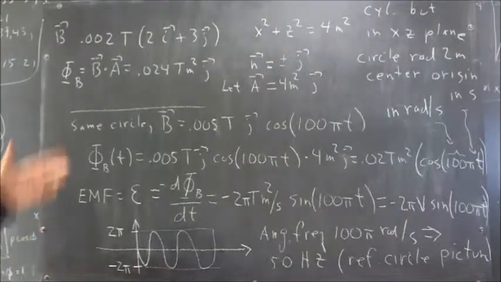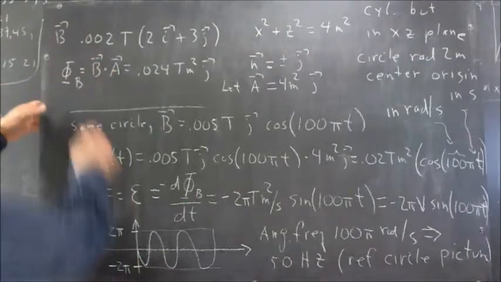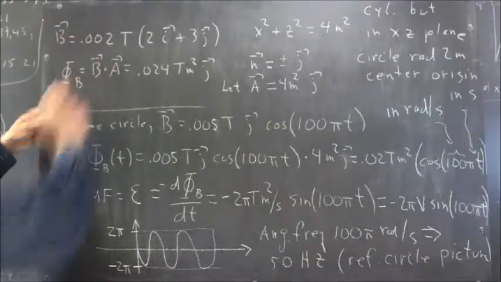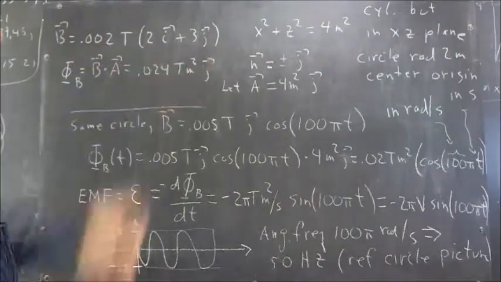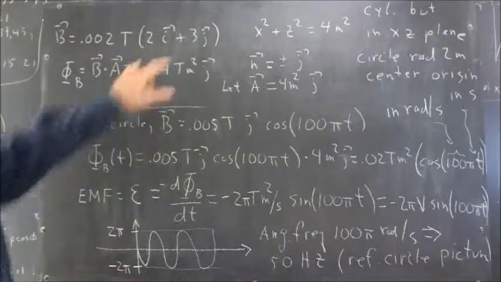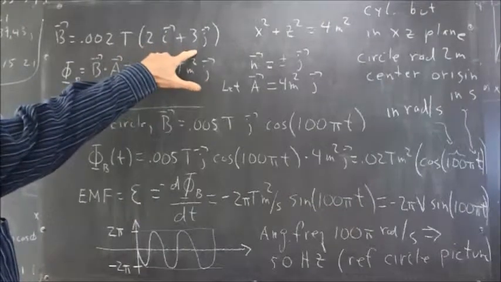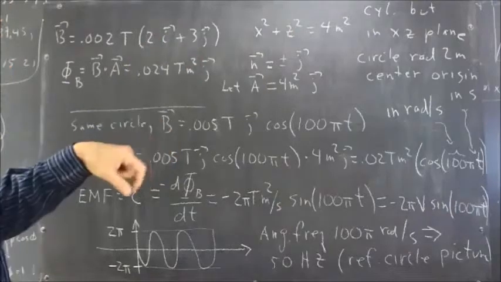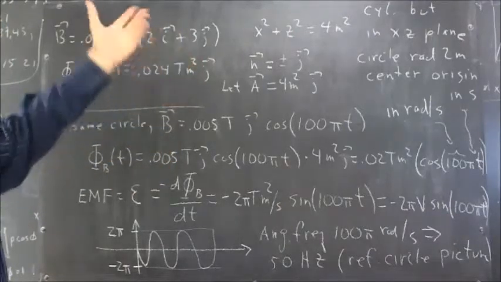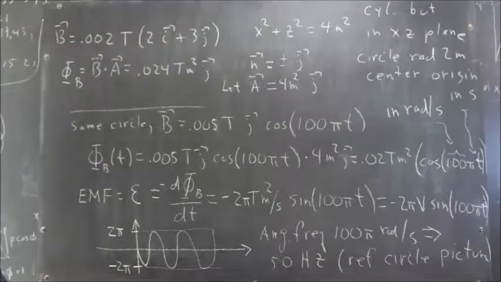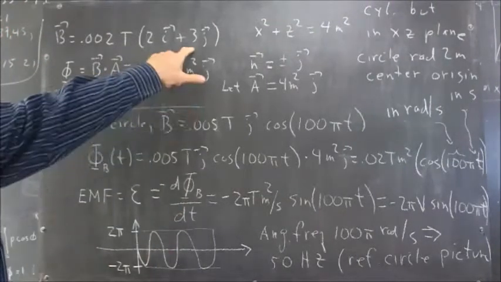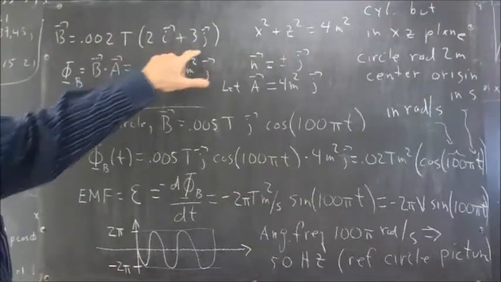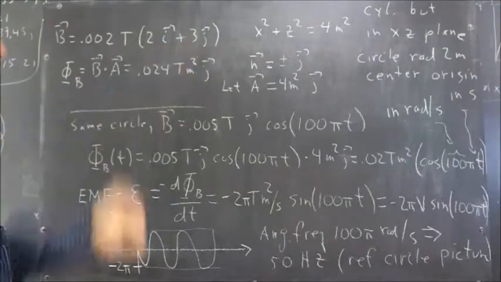The next question, we have a magnetic field of 0.002 Tesla times the vector 2I plus 3J. And of course that vector is larger in magnitude than just the I vector or the J vector. It's going to be about, what is that, square root of 13, a little more than 3.6 or 3.7 times the magnitude of the I or J vector.